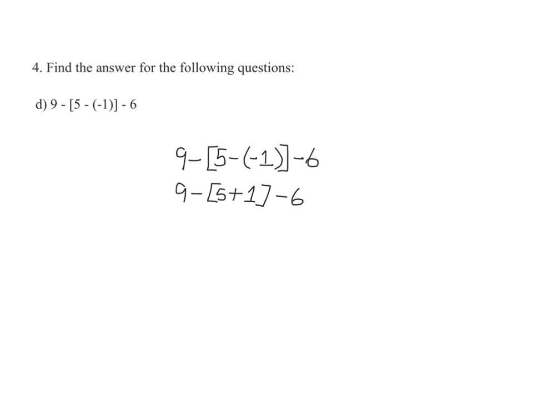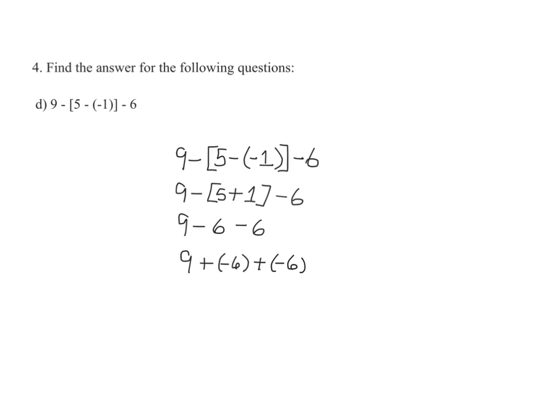Now we just have to complete the addition inside these brackets. That is, 9 minus 5 plus 1 gives us 6, minus 6. Now we can rewrite all the subtraction as addition. That is 9 plus, and since we're subtracting 6, we add its opposite, -6, plus. And again, since we're subtracting 6, we add its opposite, -6.